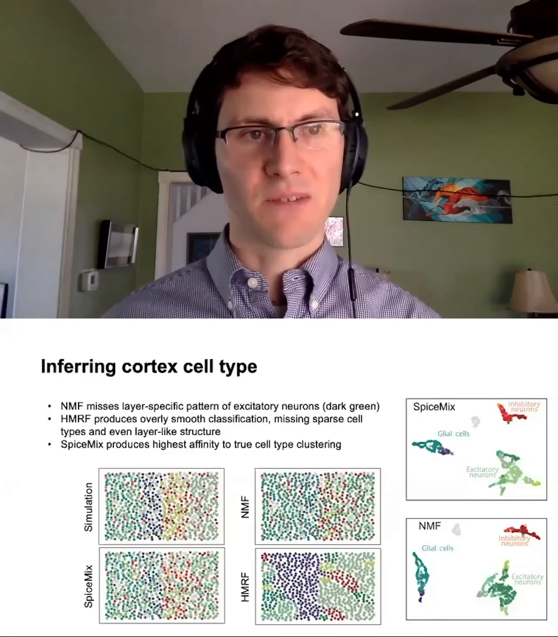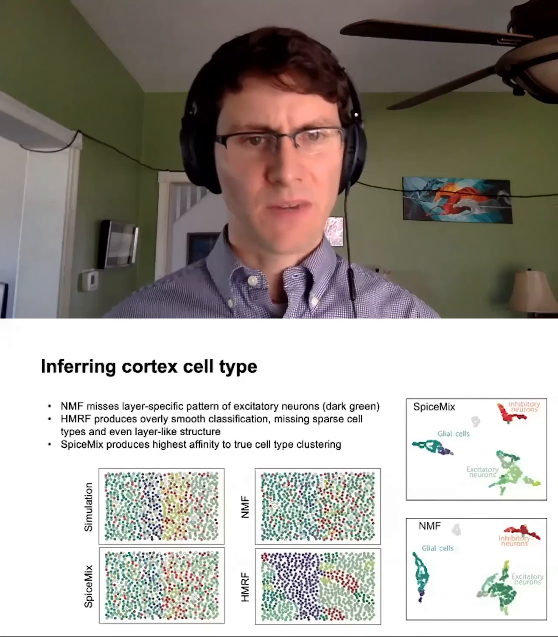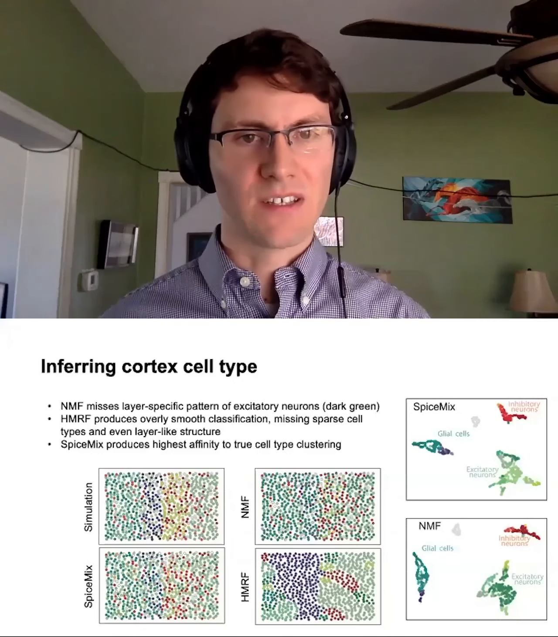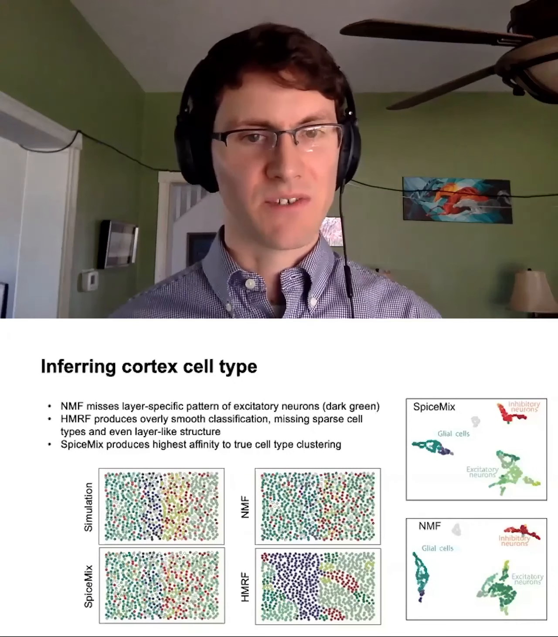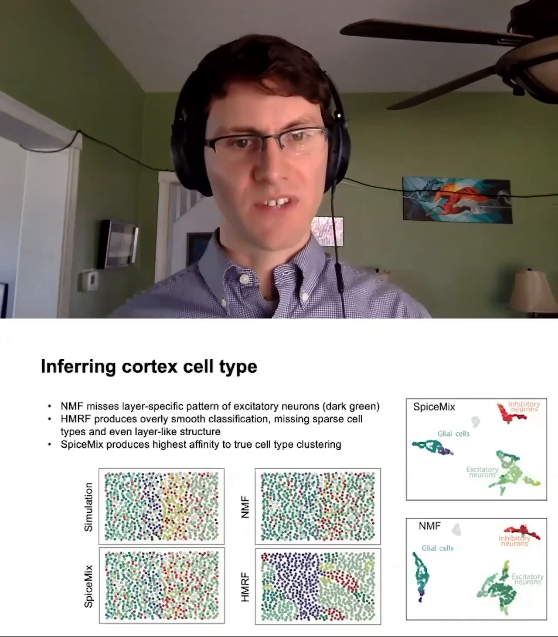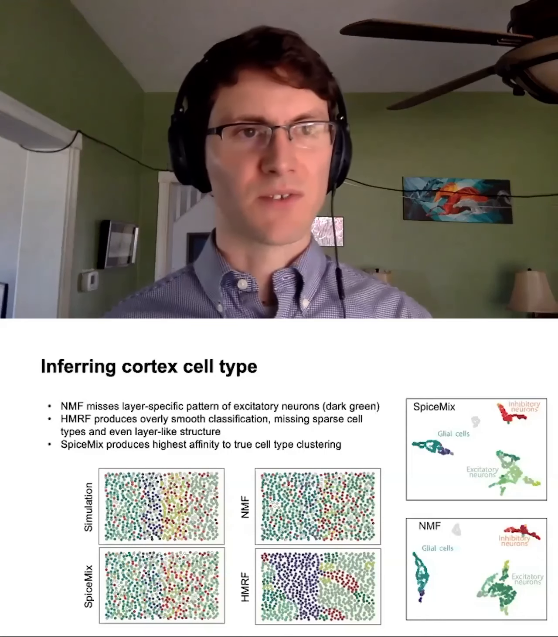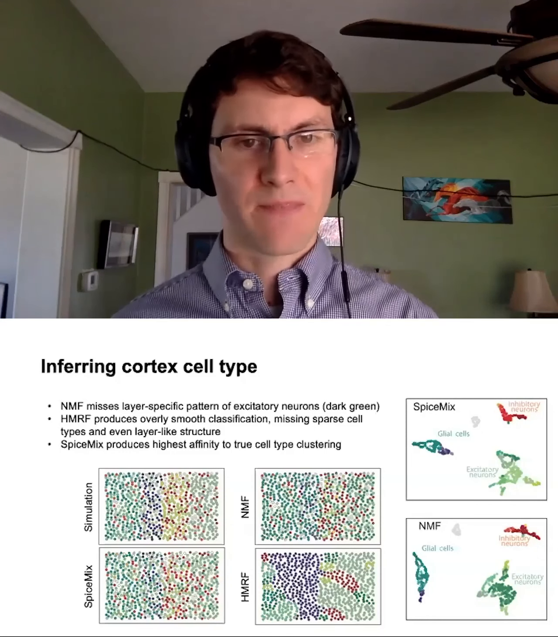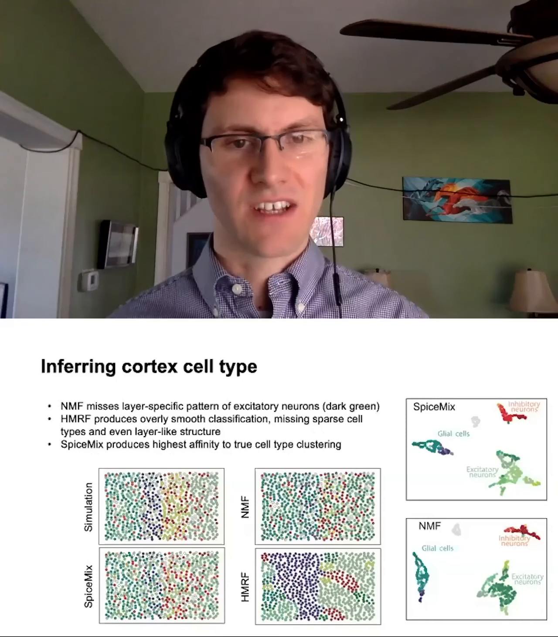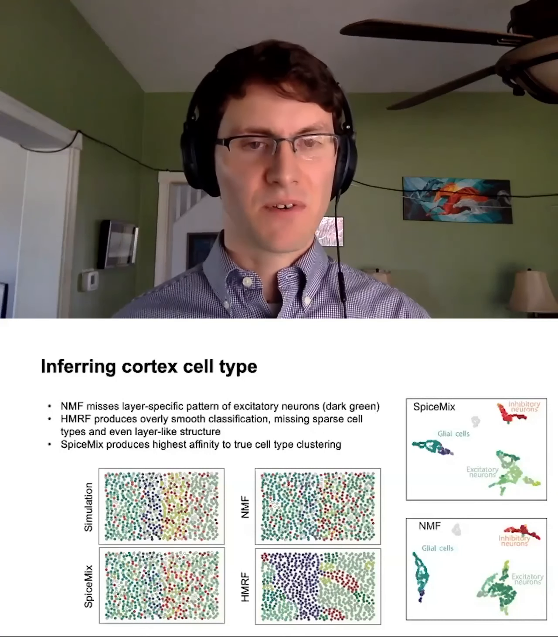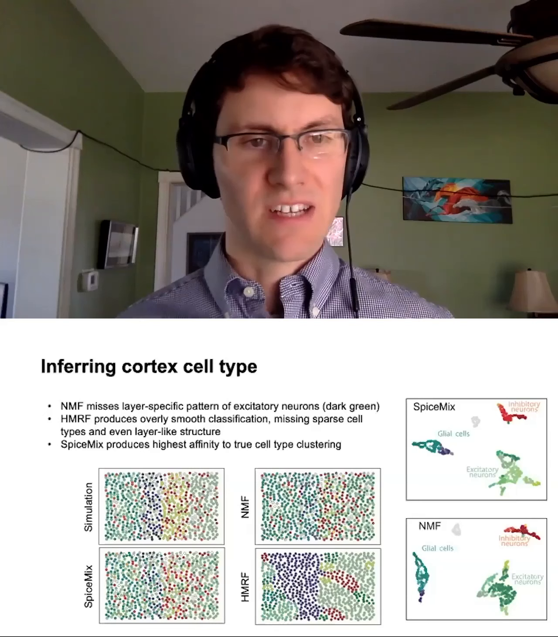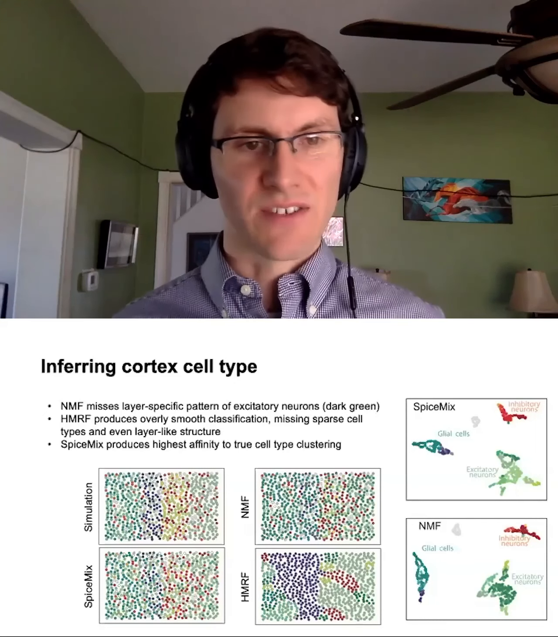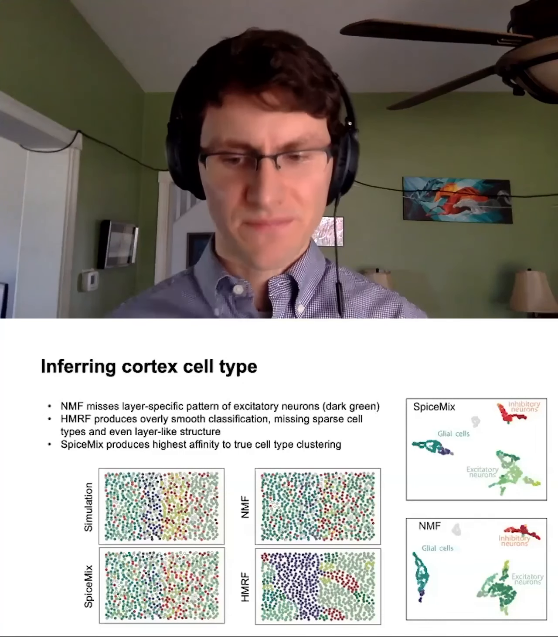In comparison to HMRF, SpiceMix is also able to better find these sparser patterns of the inhibitory neurons or other cell types, whereas HMRF, because it assumes a spatial smoothing pattern of affinities and it can't learn different patterns, produces an overly smooth result, and it even blurs across the layers of the different excitatory neurons.